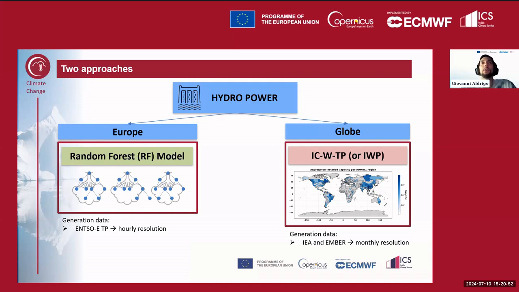So at the moment we calculated this proxy for hydropower, which is called installed capacity weighted precipitation, or for short IWP. And so we'll see both of them, starting from the first, the one over Europe.